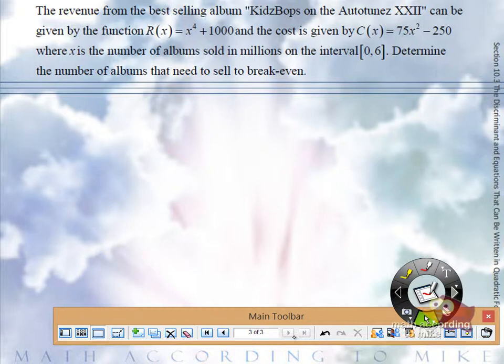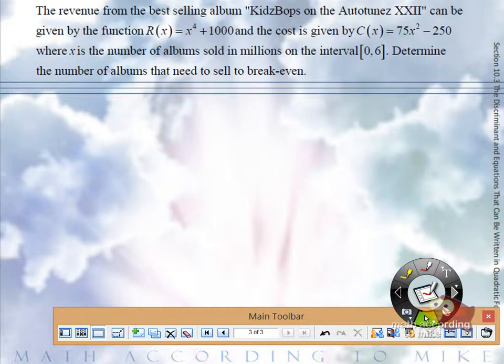Well, we have a technical term in there, and that is break even. What does it mean to break even? Revenue means the amount of money that comes in. Cost is the amount of money that goes out. So to break even means cost equals revenue. You could also say profit equals 0.